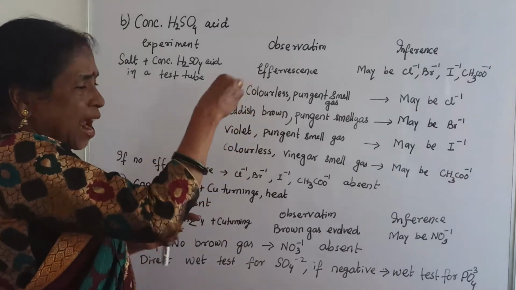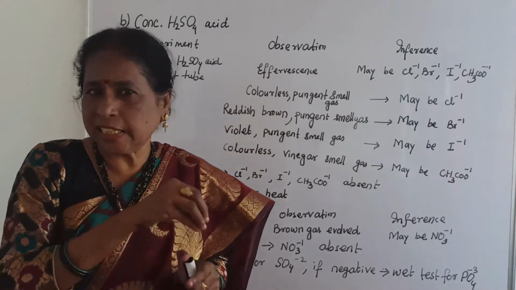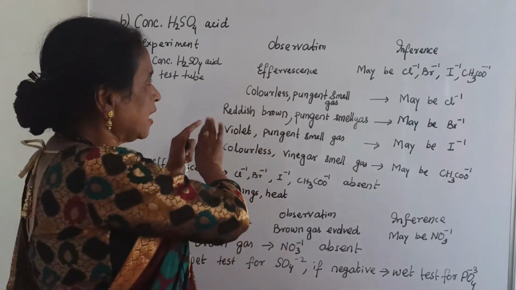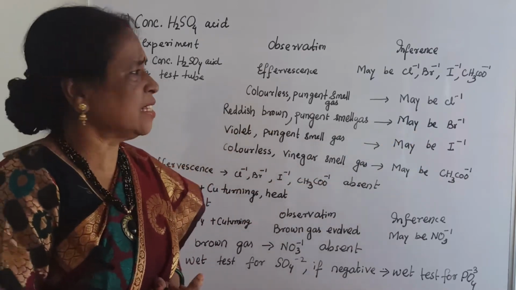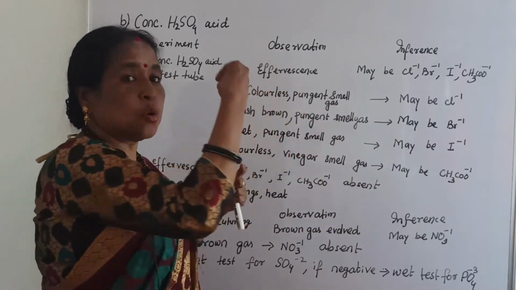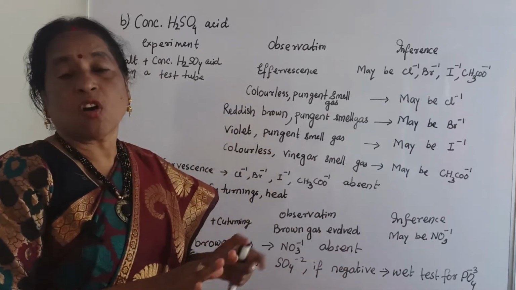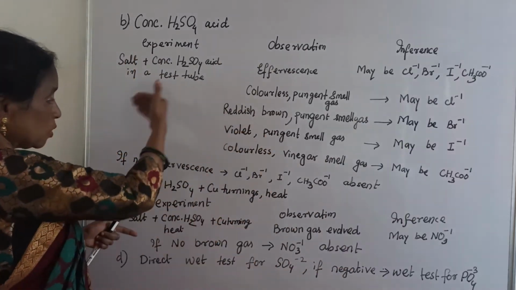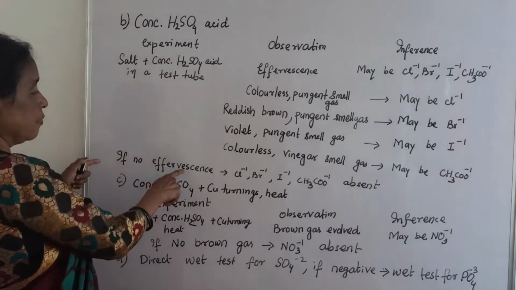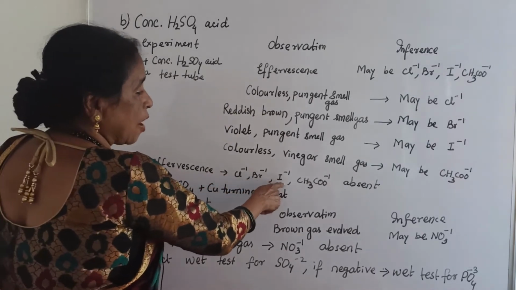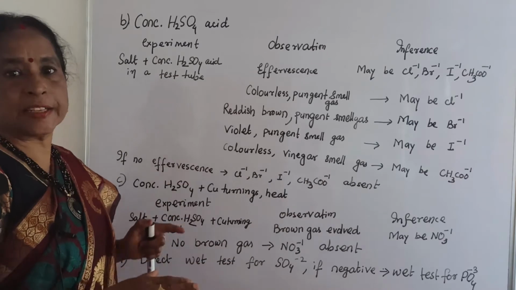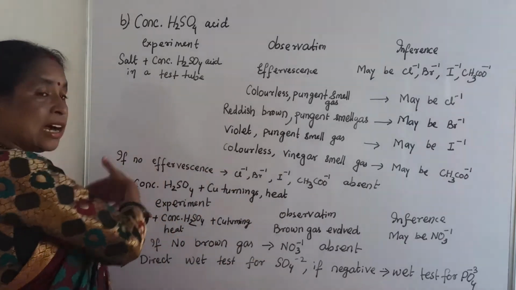Suppose you add concentrated sulfuric acid in the test tube with the salt and no effervescence takes place. That means chloride, bromide, iodide and acetate are not present. That means you will go to the second test. If no effervescence, chloride, bromide, iodide, acetate absent, then you will go to the third step.